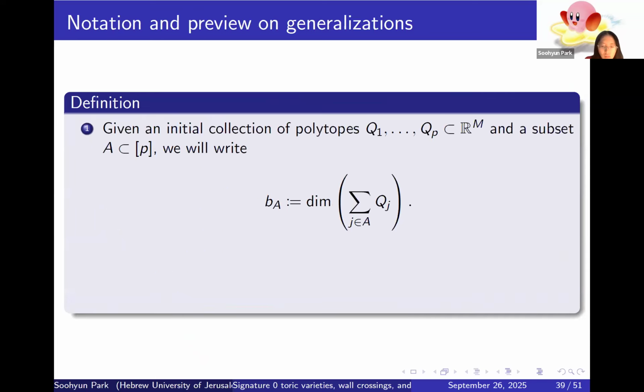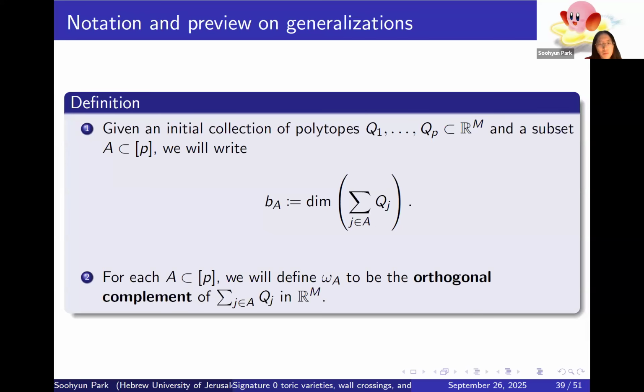And the thing is, we want to somehow make use of this for generalizations. Just looking at the exponent point of view on these non-zero mixed volumes, we will define the Minkowski sum of some initial collection of polytopes with dimension BA, if we look at the sum of the polytopes indexed by elements of A. And we'll also define omega A to be the orthogonal complement of this polytope.